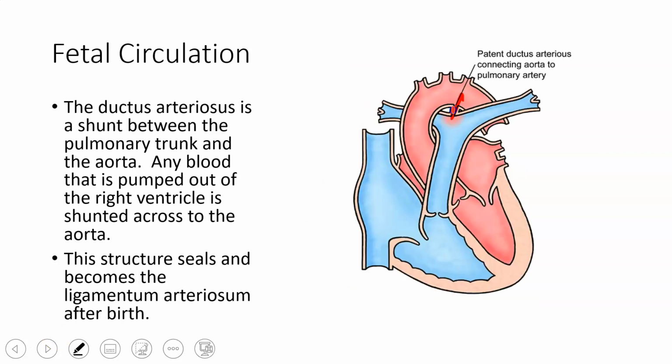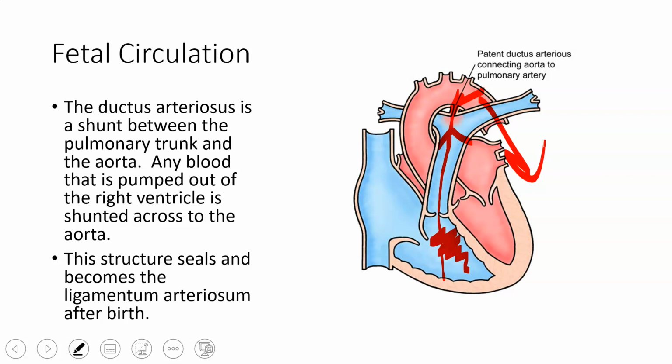We've also got a bypass here. This is the ductus arteriosus, so that any of that high oxygen blood that does make it into the right ventricle gets pumped up and out the pulmonary trunk, and instead of going out to the lungs, goes straight across into the aorta and out to the body.